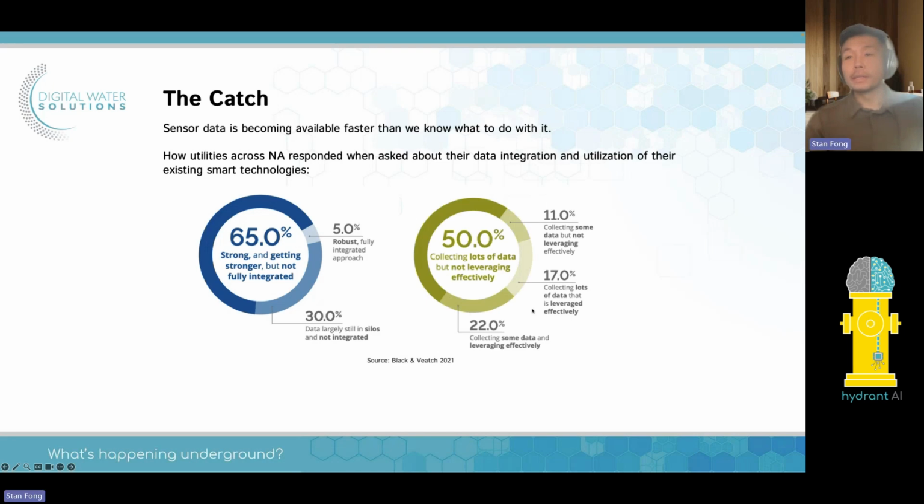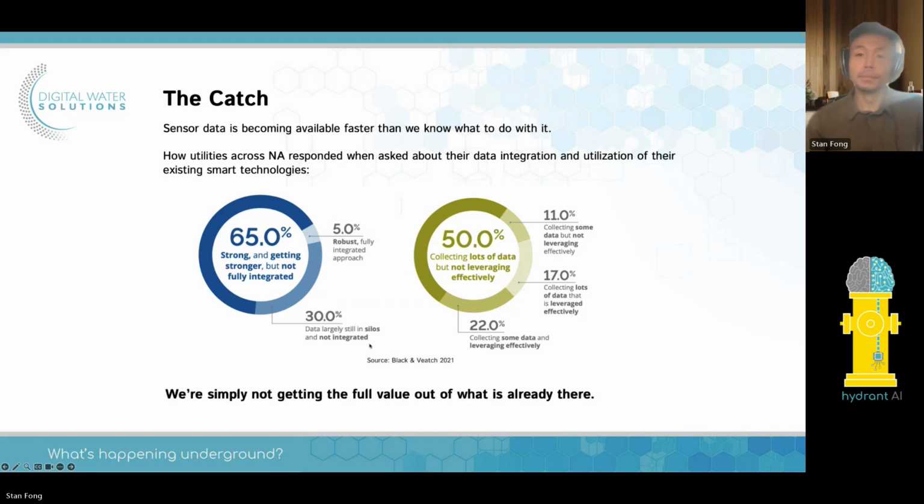On the flip side, right? Again, who's collecting data? A lot of people are collecting data. So if you add up the 50, right, the 22 and the 17 here, sorry, and the 11 here, you've got a lot of utilities that are collecting data, not really leveraging it effectively. And about 17%, which is positive, right, of utilities are collecting data and leveraging it effectively. So we really want to increase this fraction, right? We want to bring it up from 17, we want to bring this up from 5%. This is really the alarming one. So again, we're simply not getting the full value out of what's already there.